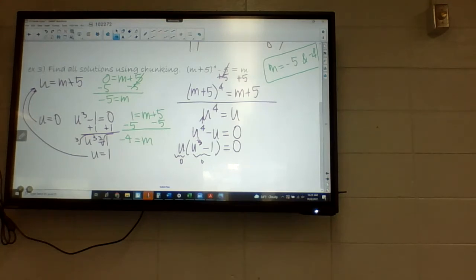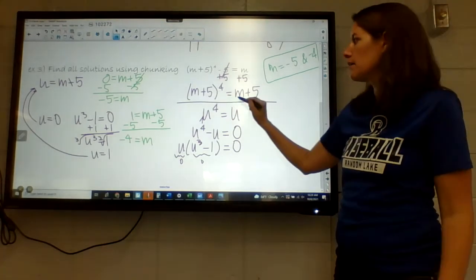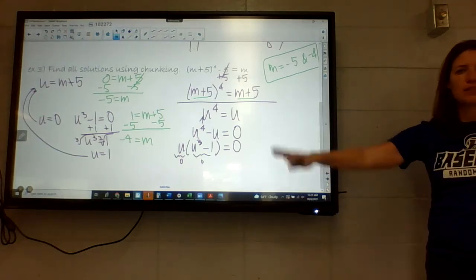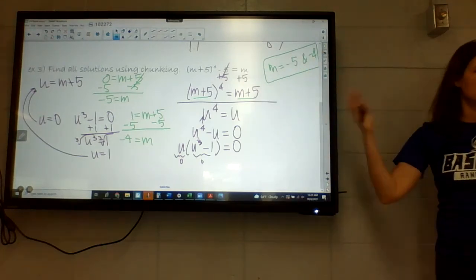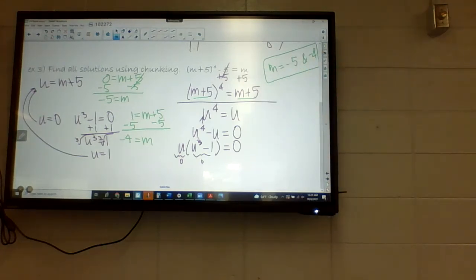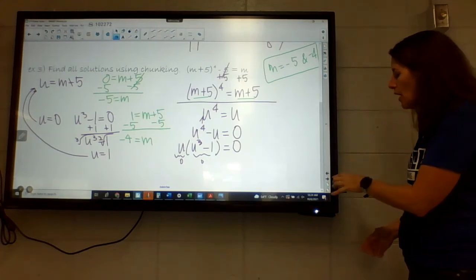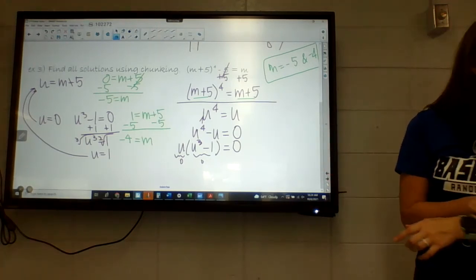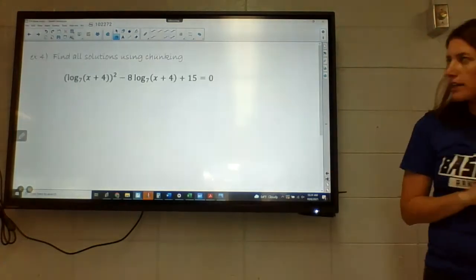Now this only works if I can have a chunk. This doesn't work if I have m plus 5 and then m plus 14. They have to be alike, so I have to be able to substitute with just the one value. There's going to be one like this in your homework, so I suggest trying to use this example. I believe it tells you to chunk. If not, try chunking if you get stuck.